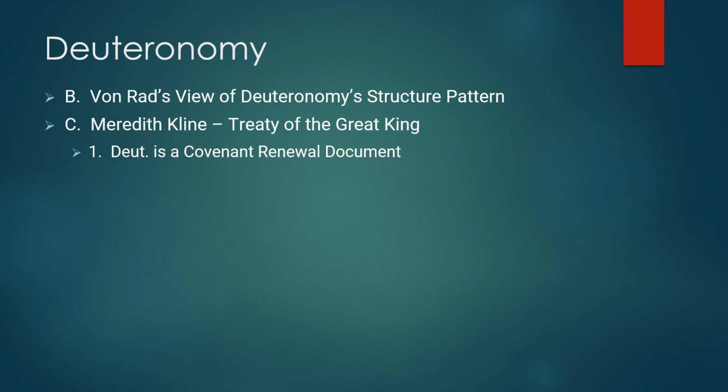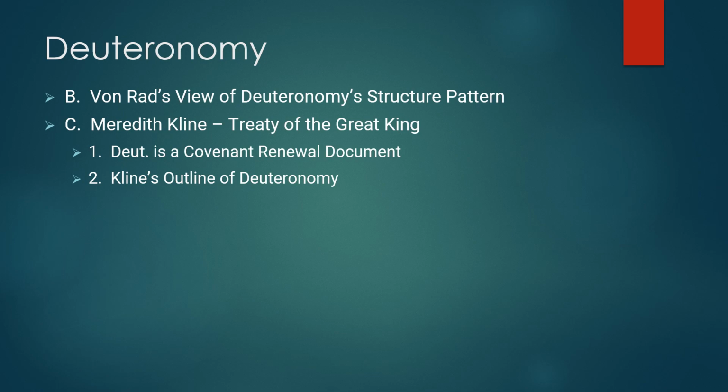Suzerainty, by the way, refers to being a vassal. So we call these suzerainty treaties or vassal treaties. Well, let's go on to number 2 of the outline. That's the introduction of his thesis, and it is Kline's outline of Deuteronomy.